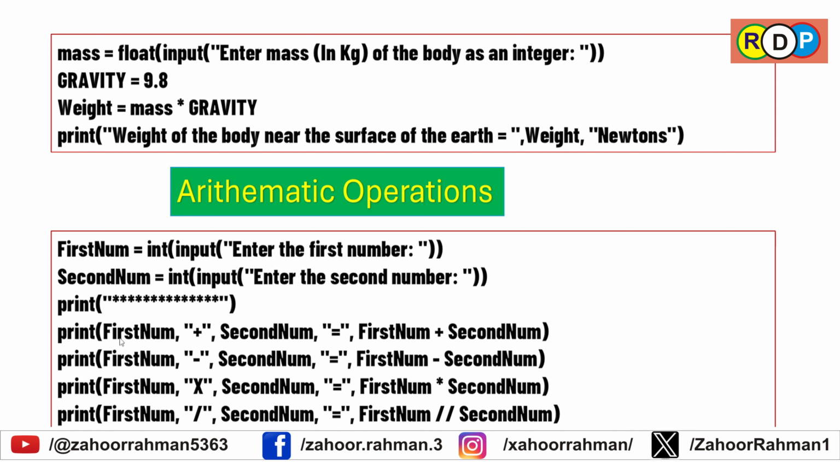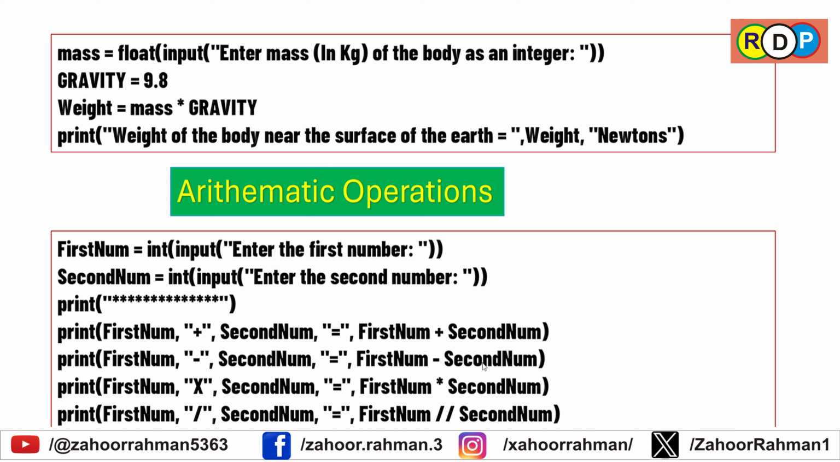So here first num will be printed as it is. Plus is enclosed in double quotation marks, so it will be printed as plus, and second num again is a variable, so its value will be printed, then is equal to, and then first plus second, where this arithmetic operator plus performs the addition. Similarly, in this case, first num minus second num: the value of the first num variable, minus will be printed as it is, then the second num variable and is equal to will be printed as it is, and then first minus second. For example, if the user enters 20 and 10, the first number will give you 20. 20 plus 10 is equal to 30.